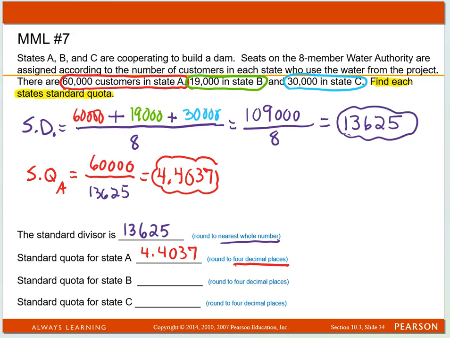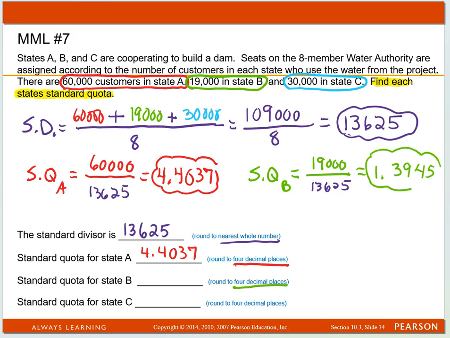And now I'm going to do state B, which state B I did in green. So state B says also rounded to 4 decimal places. So the standard quota for state B will be the 19,000 customers divided by the standard divisor. So grab your calculator and divide, and then round that to 4 places, which comes out to be 1.3945. And that's what goes right here.